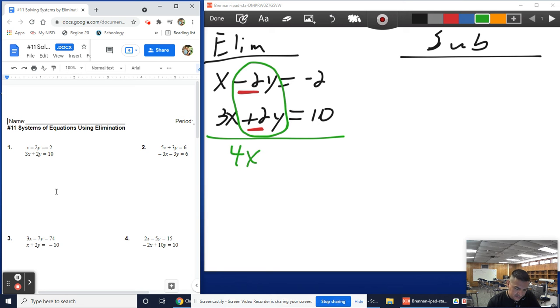That becomes 4x, right? Because this is a coefficient of 1. Always label your coefficients. And then we have negative 2 plus 10 is 8. So that makes it a one-step equation. So I divide that by 4, divide that by 4, and that goes away, right? So now I know what x is. X is 2. On substitution, substitution might require a little bit more work.